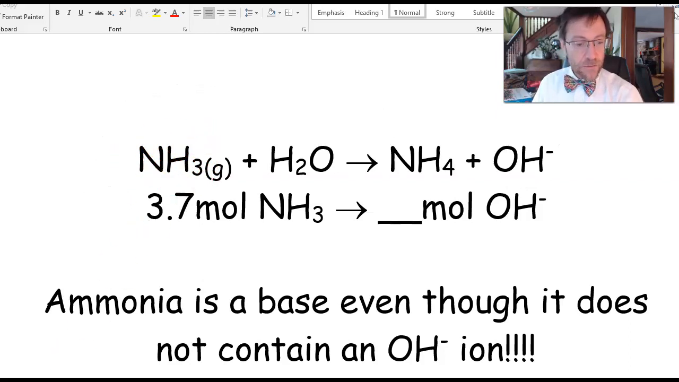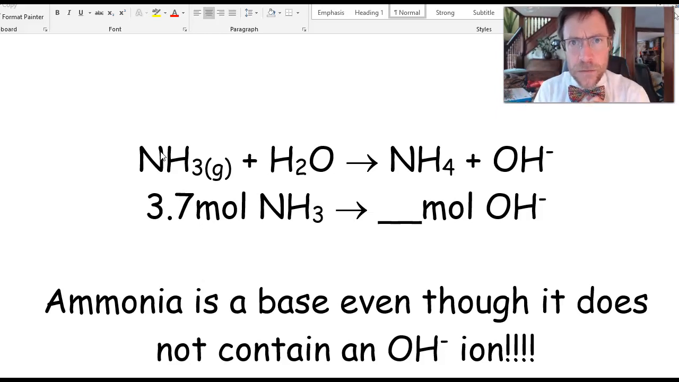When we put this stuff in solution, we actually create more hydroxide ions. Not that we're actually making hydroxide ions, but what's really happening in the water is that the ammonia is gobbling up all those leftover hydrogen ions from the water collisions. So every NH3 gobbles up a hydrogen and becomes NH4 and produces one hydroxide ion.